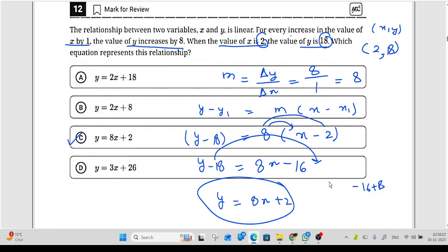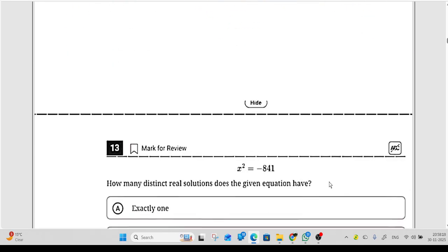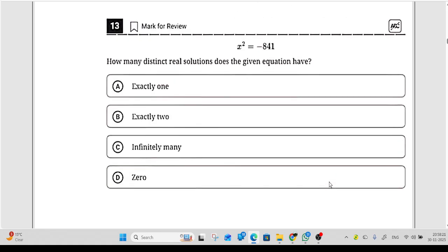Okay, let's see the next question. This is our next question, which says how many distinct real solutions does the given equation have? So let's see. This is my equation.